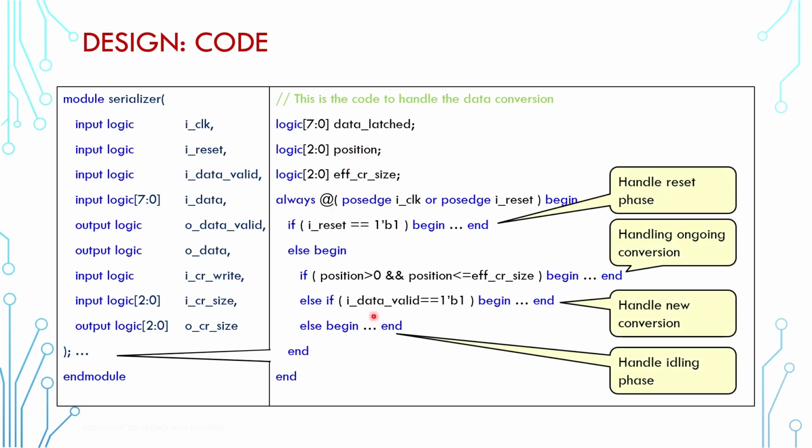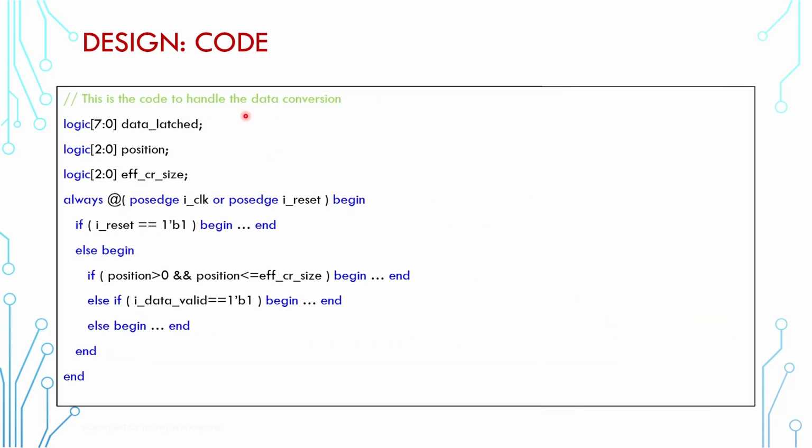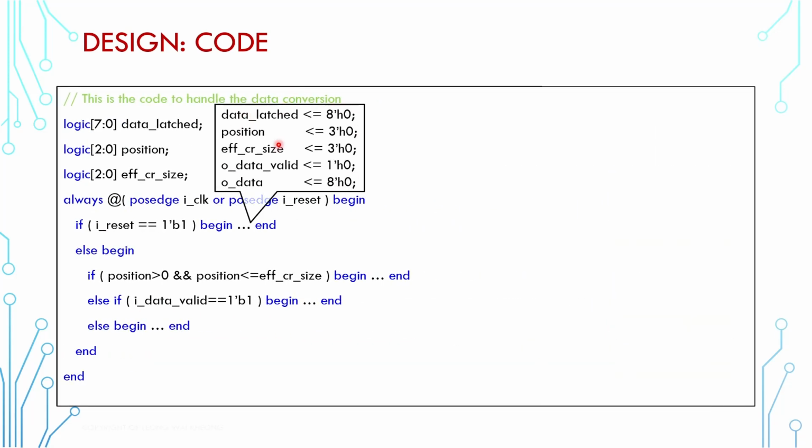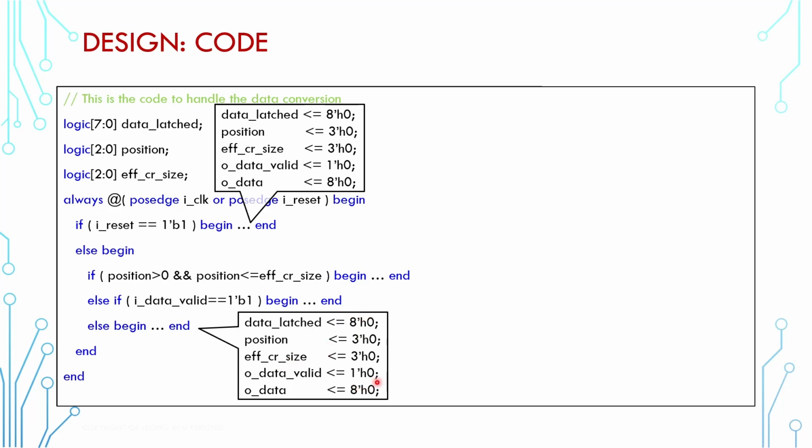In this always block, this part is to handle the reset phase. While not in reset, this part is to handle ongoing conversion, this part is to handle newly detected conversion, and this part is to handle the idling phase. Upon reset, basically all signals are driven to 0. Pretty simple. And while the design is idling without any input data, it's the same as the reset phase.